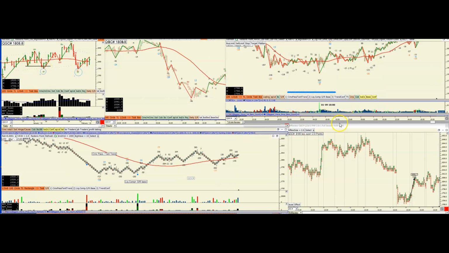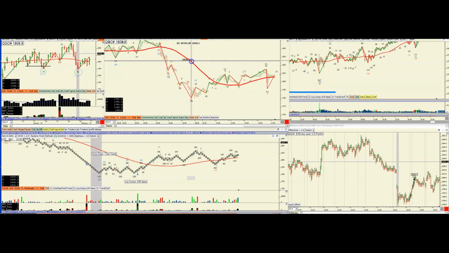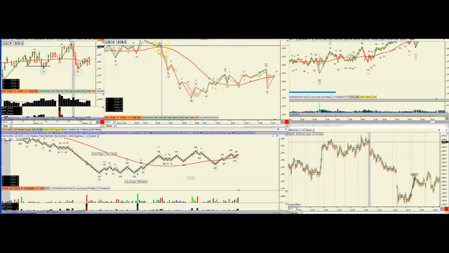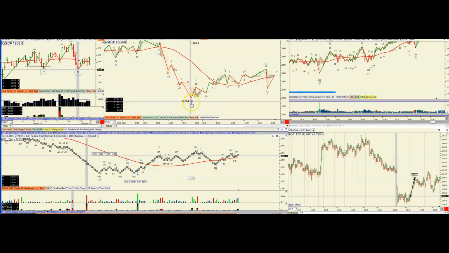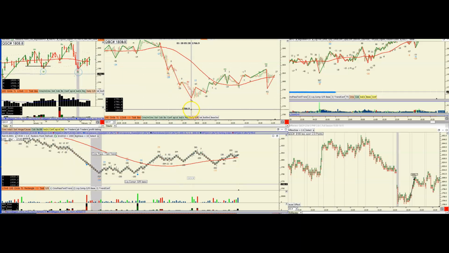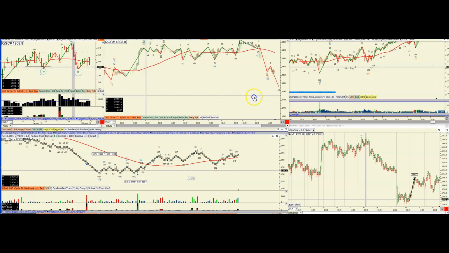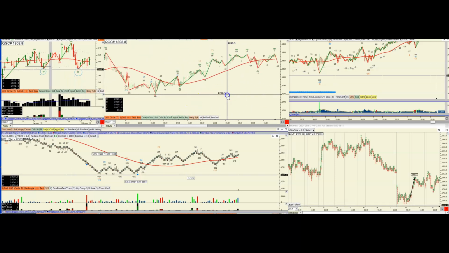Now, going to the hourly chart, you see, bang, bang, bang, right here. Oh, it's the wrong one. One second.